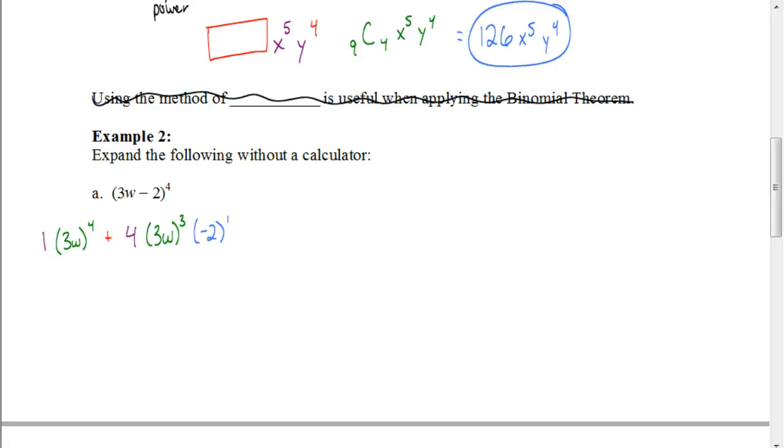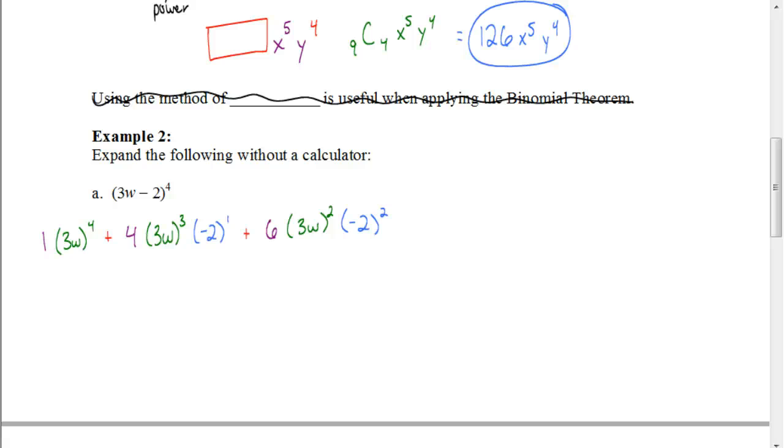Let's look at the next term. The next term, again using Pascal's triangle, would be 6. The 3w, the exponent is going to be decreasing, so that's going to be squared. And negative 2, that exponent is going to increase to also be squared. And again, double check and make sure your exponents add up to be 4.